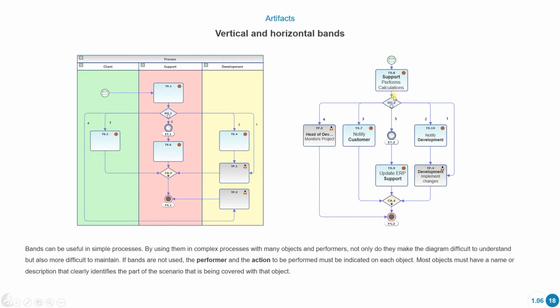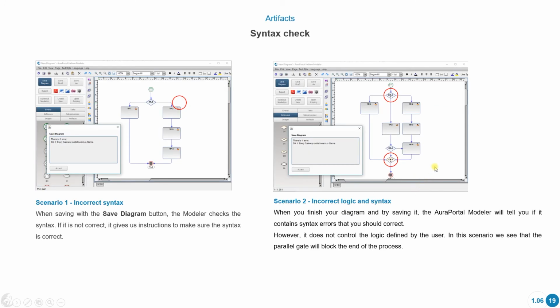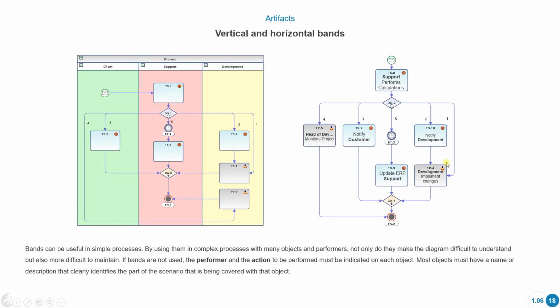And here we can see the same diagram. Here we haven't used vertical or horizontal bands. And it's actually much easier to understand because we've got first the start event that triggers the process. Here we have support that performs some calculations, and then all these different things could happen. Okay, so we've got outlets 1 to 5. Okay, and since we didn't have to classify them in these vertical bands, it's much easier for me to position them however I want, and that way whoever sees this process can understand it much easier.